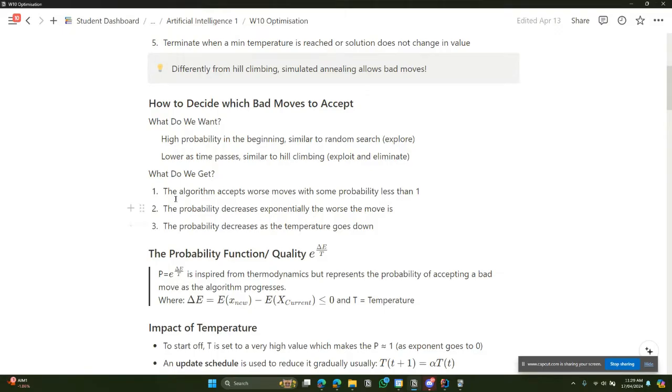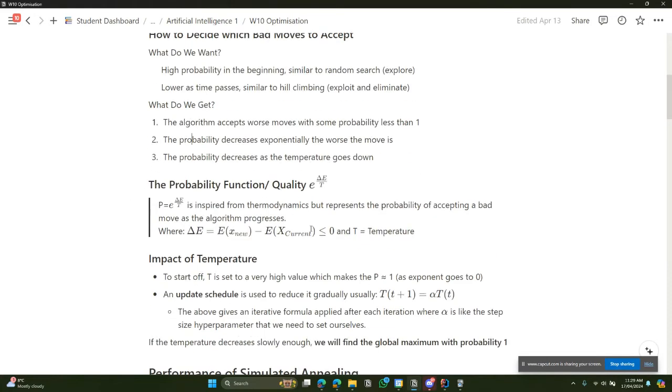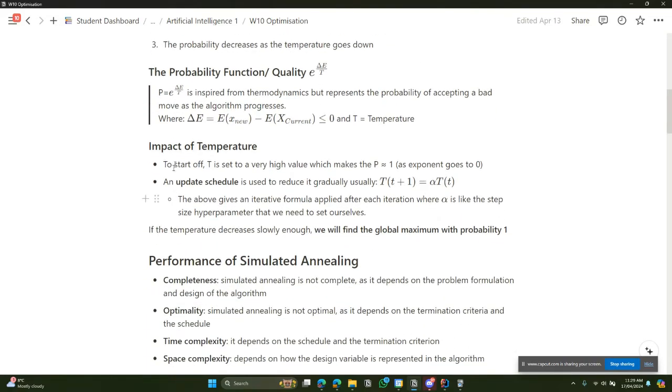So okay, what do we get? As I said before, the algorithm accepts worse moves with some probability less than 1. The probability decreases exponentially over time, because obviously T is in the exponent, and the probability decreases as the temperature goes down. So this function here is the meat and potatoes of simulated annealing. If we get any question about simulated annealing in the exam, it would be about this function, pretty much. So P equals e to the delta E over T. That's inspired from thermodynamics, but represents the probability of accepting a bad move as the algorithm progresses.